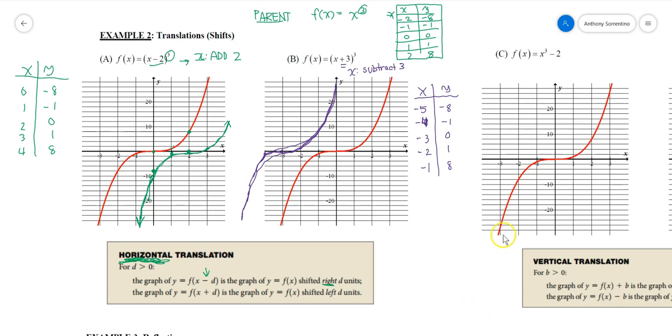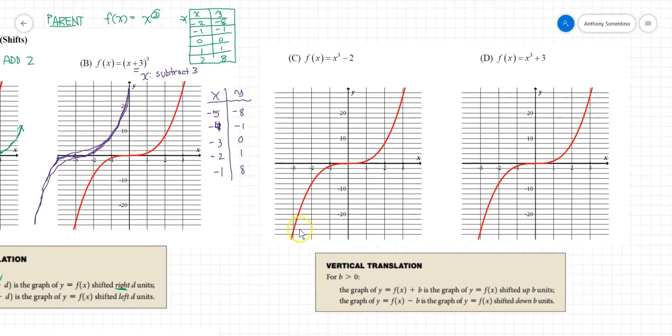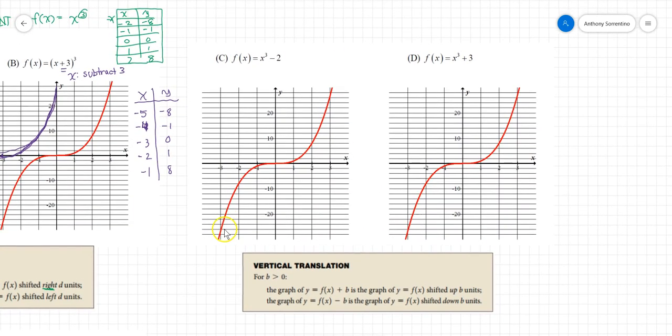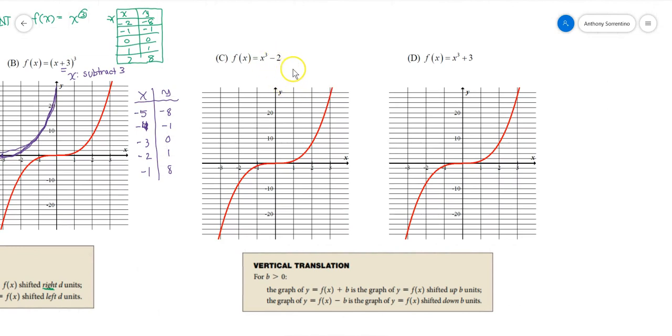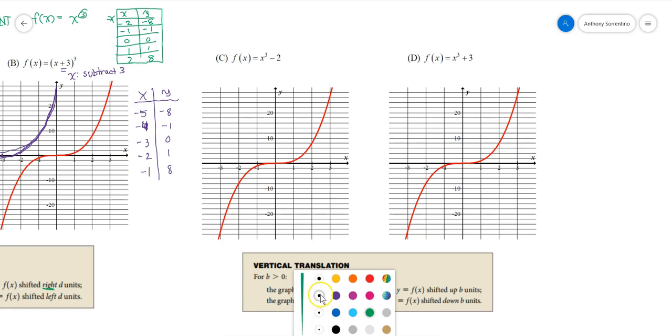When I look at the vertical transformations, notice they occur outside of parentheses. So notice it's not the x being subtracted by 2, it's the x cubed being subtracted by 2. So I'm still starting with the same function, except now I'm going to have the minus 2 applied to the y's, not the x's. Here I'm going to have the plus 3 applied to the y's, not the x's. So when I look at this next graph, I'll do this one in green again, maybe make it a little thicker as well.